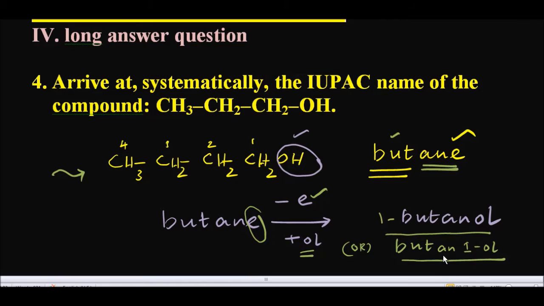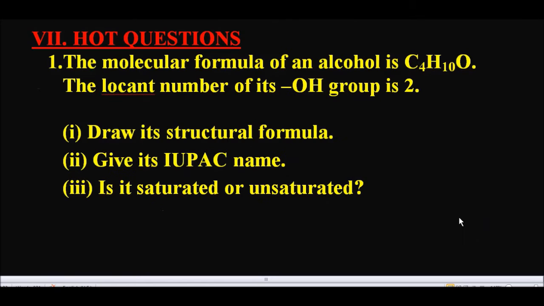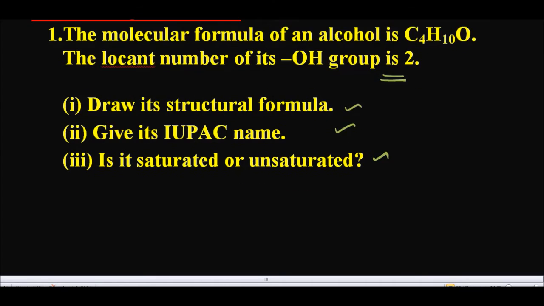Is it clear? Yes. Now it is the 7th part, hard questions, in which question number 1: the molecular formula of an alcohol is C4H10O. The locant of its OH group is 2. You are asked to find the structural formula, the IUPAC name, and whether it is saturated or unsaturated.